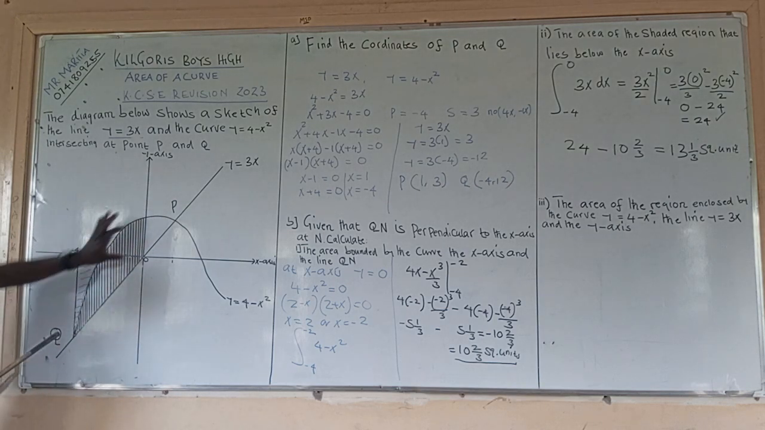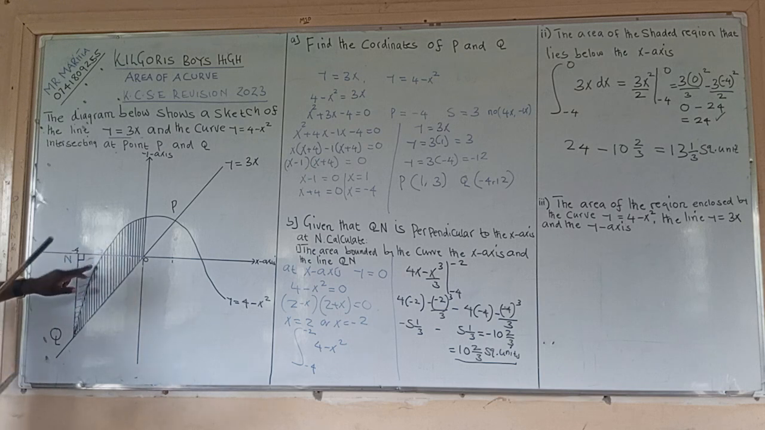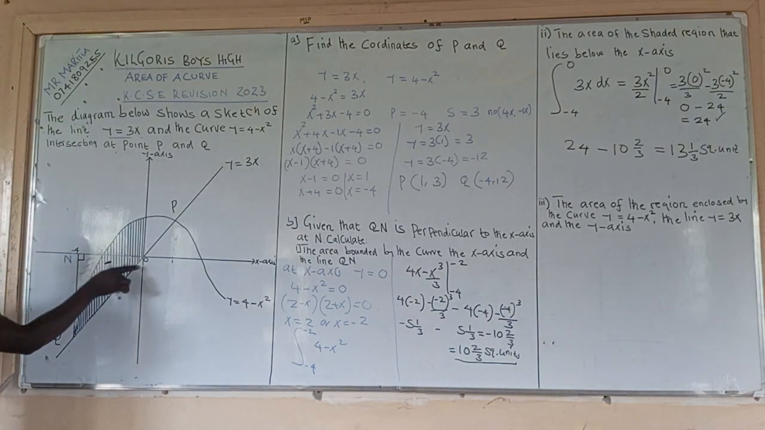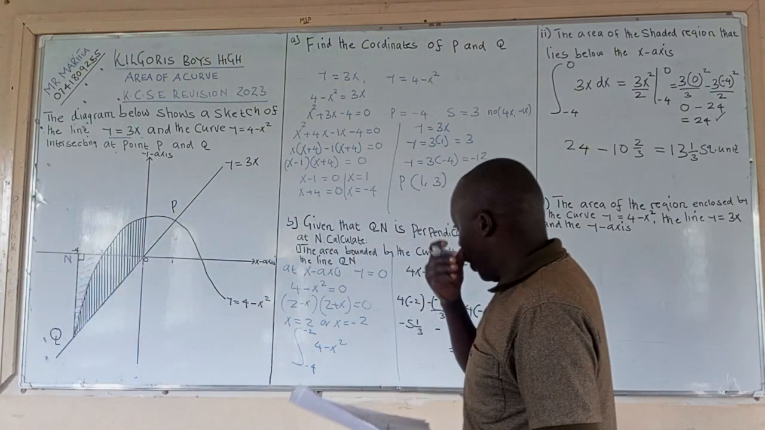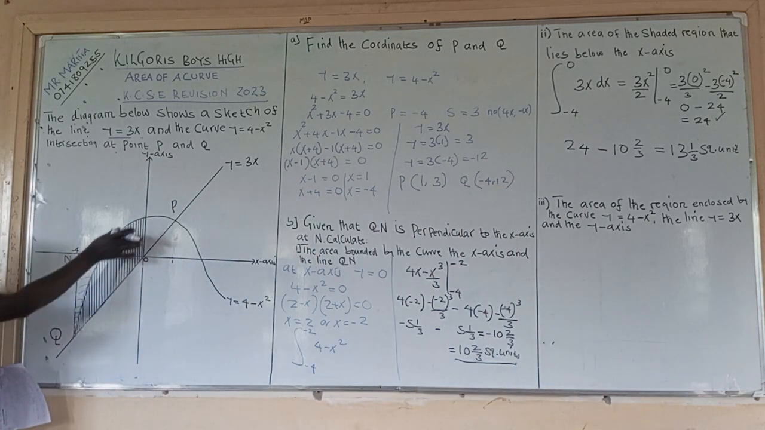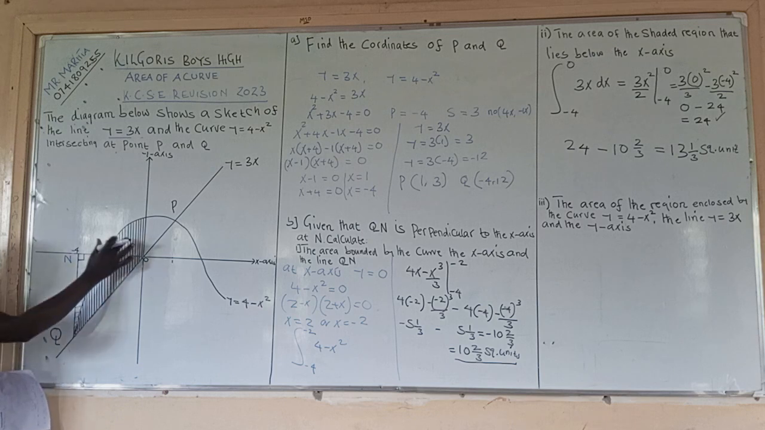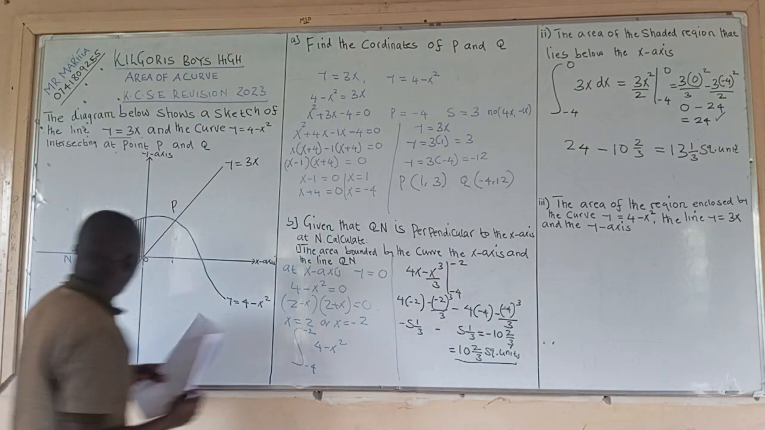So, how do you get the area of this shaded region? We found the integral from -2 to 0, so that we can now find the area of this part. The area of this shaded region is the area below the curve and the area above the curve. So we already have this area, which is 13 and 1 over 3.